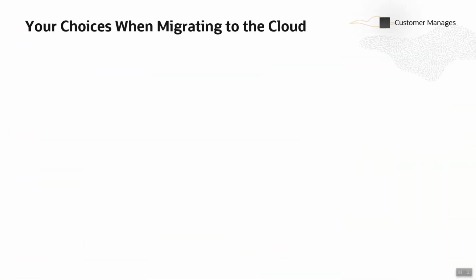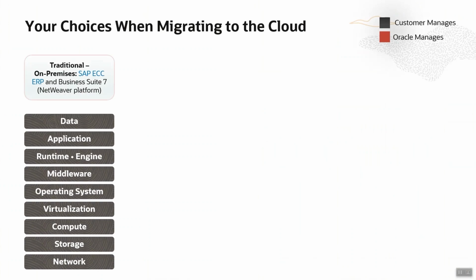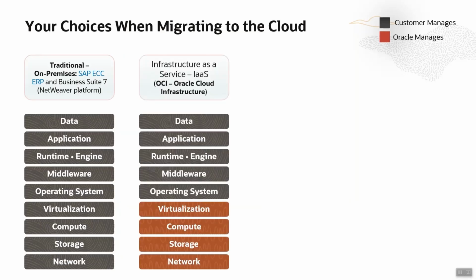What are the architecture choices for an SAP customer that comes from an on-premise traditional SAP Business Suite 7 environment? You have multiple options, such as running your application on an infrastructure as a service. The infrastructure delivers fundamental compute, network and storage resources to consumers on demand, over the internet and on a pay-as-you-go basis. Oracle Cloud Infrastructure, OCI, is Oracle's infrastructure as a service option.